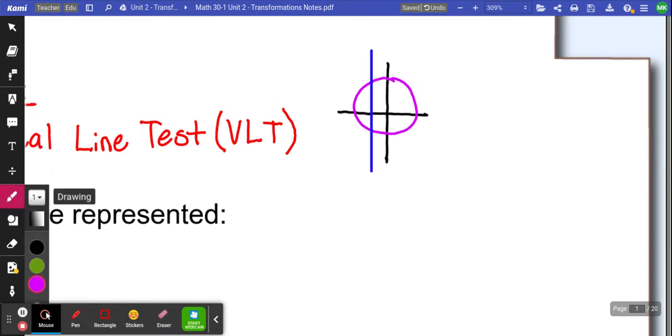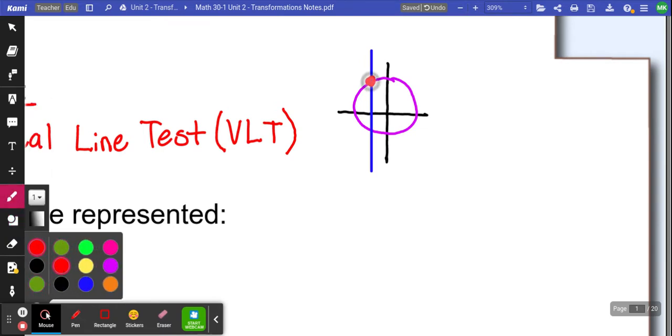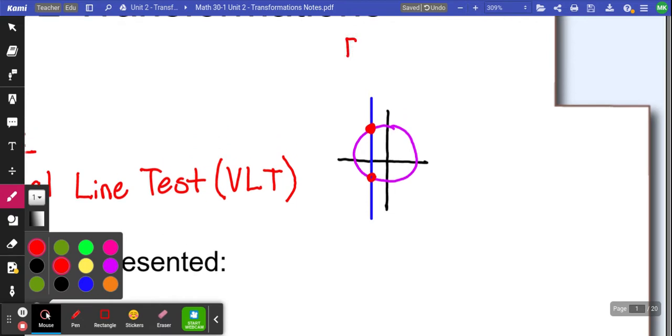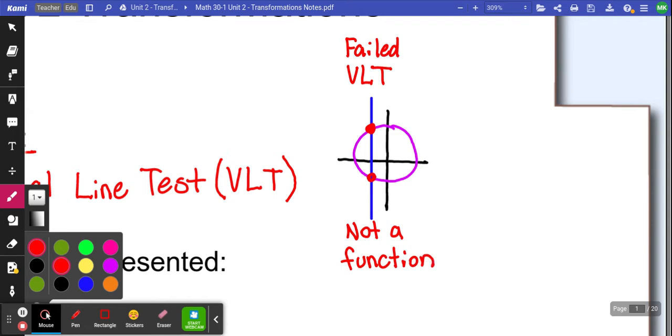It is touching the graph in two different spots. It is touching once here and once here. More than one spot. That means this thing failed the vertical line test, because it touched in more than one spot. That is not a function. Let's try another one.